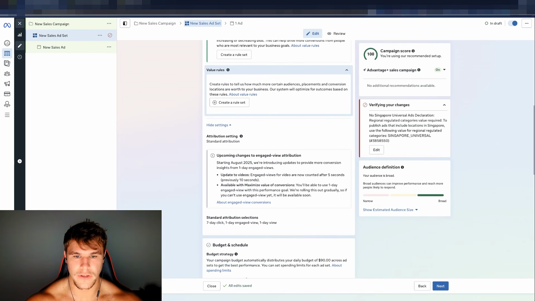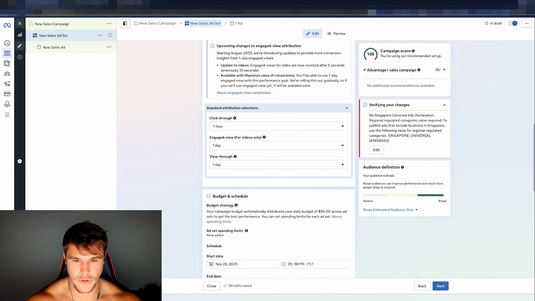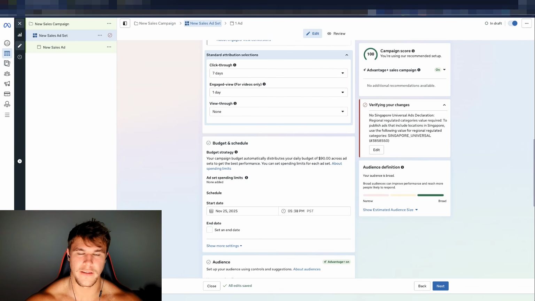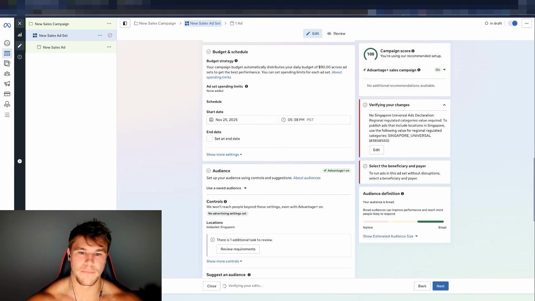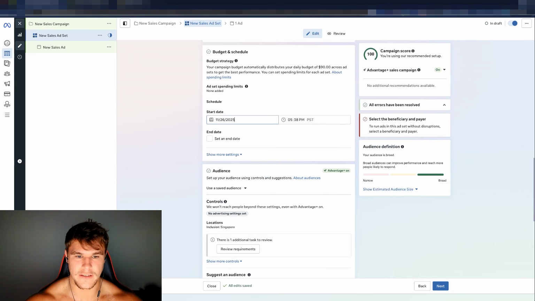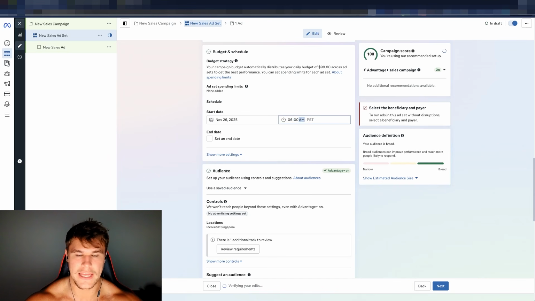Now we're going to keep scrolling down. Under the attribution window, I typically do 7-day click and 1-day view, and I keep the view through completely turned off. You can do testing on this once you get a little bit more advanced, but initially this is a super standard setup, 7-day click, 1-day view. Now onto the budget and schedule. I always schedule my ads for the next day at 6 o'clock a.m. EST. This account is actually in PST, but imagine it was in EST. I typically run my ads right around that time to start getting active.